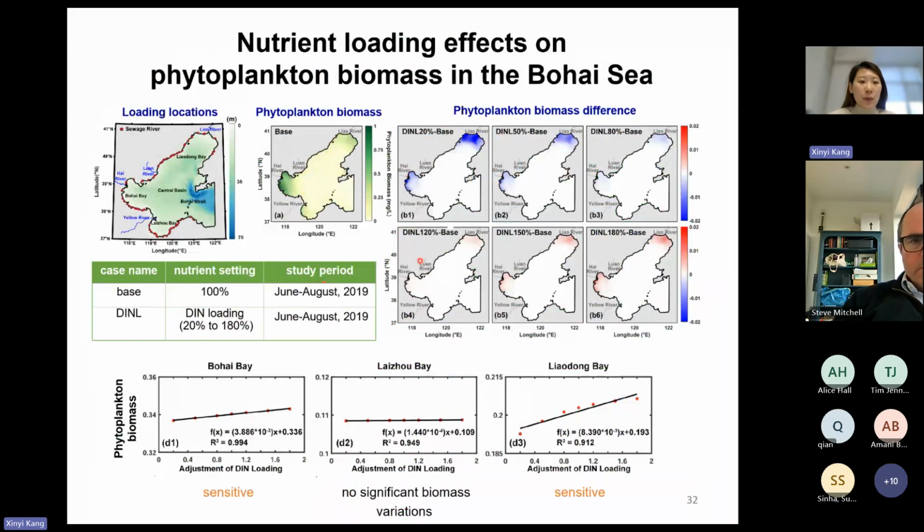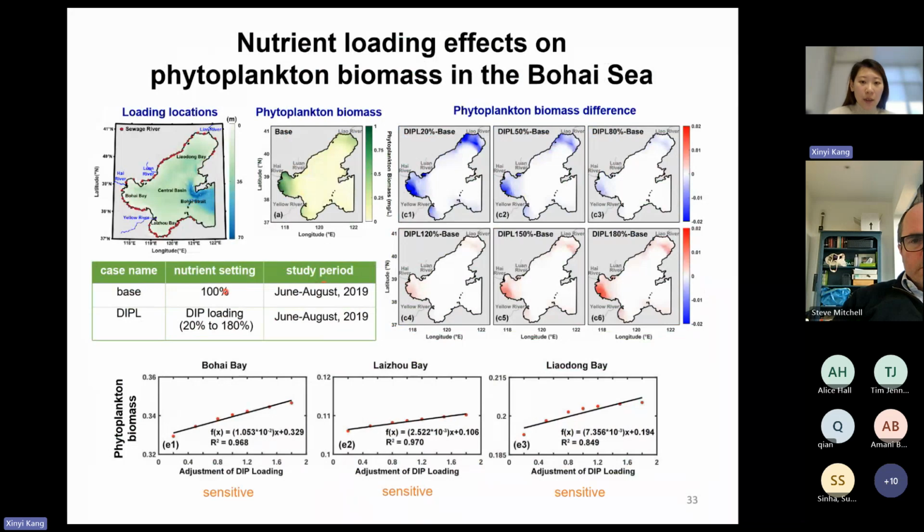The next experiment, we focus on the DIP loading. For the DIP loading, we could see that for all the 3 sub-regions, they showed strong phytoplankton differences under the DIP loading adjustments, and increasing the DIP loading could promote the phytoplankton biomass growth and vice versa.